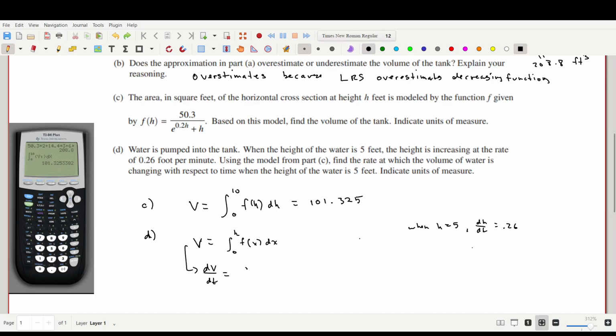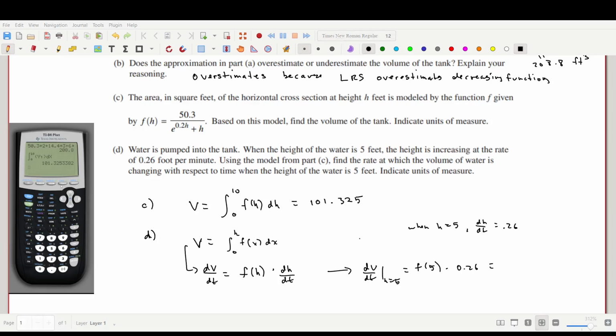FTC says that's f of h, but then you've got the chain rule with dh/dt. That one's a little confusing. And now you plug in at h equals 5. We don't know dv/dt, but f of h is just f of 5, and dh/dt is going to be 0.26. And you just calculate that.